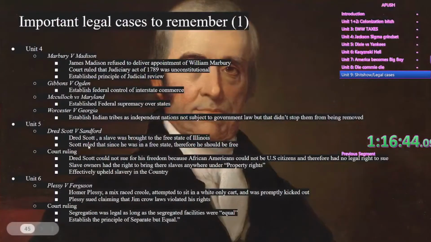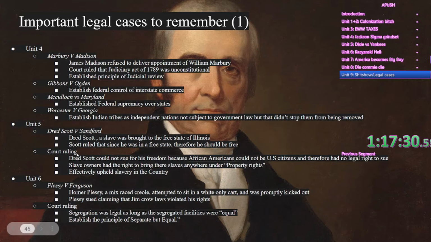So for legal cases, you only need to worry about legal cases after Unit 4, because that's pretty much when the Supreme Court started getting into action. So you would have Marbury versus Madison, which established the principle of judicial review. Gibbons versus Ogden established federal control of interstate commerce, and McCulloch versus Maryland established federal supremacy over states. Also you have Worcester versus Georgia, which established Indian tribes as independent nations, not subject to state law, but that didn't stop Andrew Jackson.